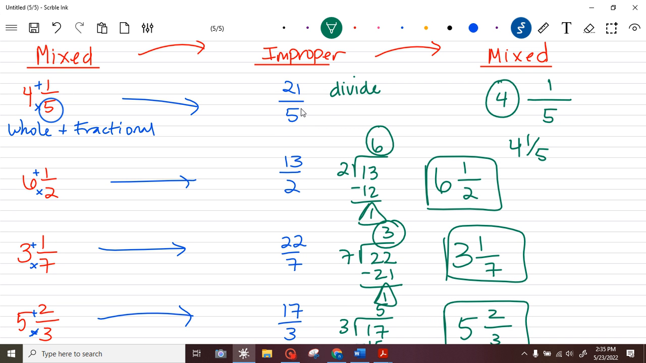So 4 1/5, 21/5, back to 4 1/5. So multiply, add to get to improper, and for improper, you just divide your way back. How many wholes, how many leftovers, out of how many.